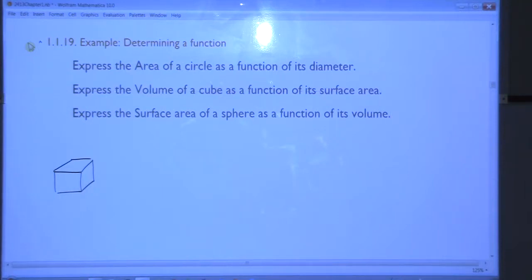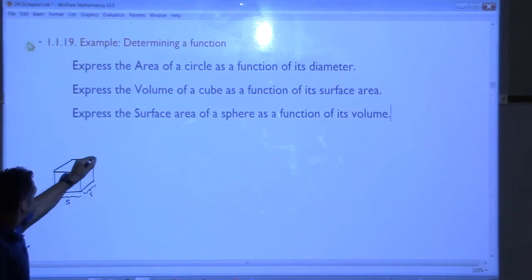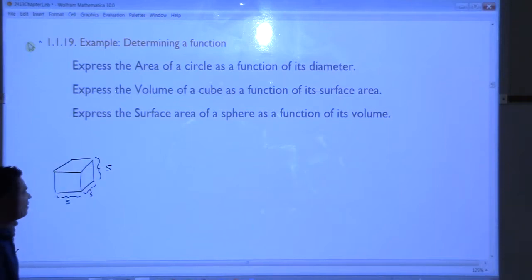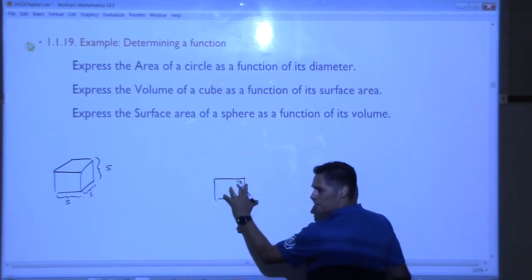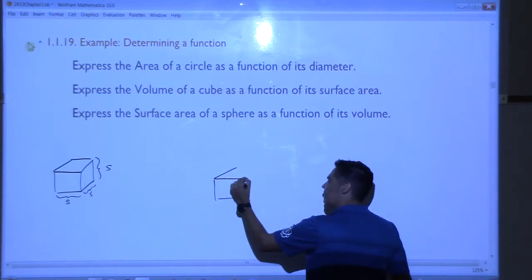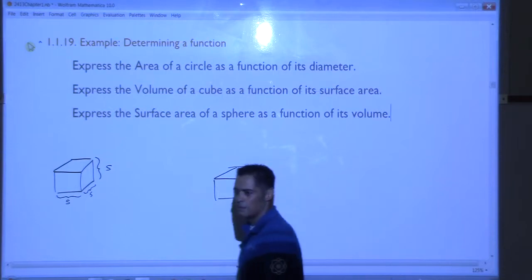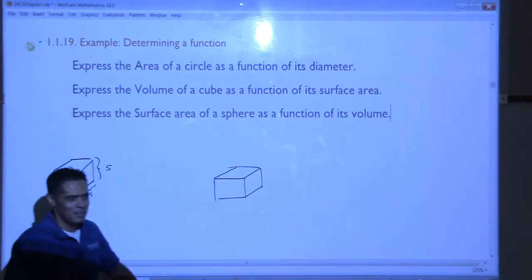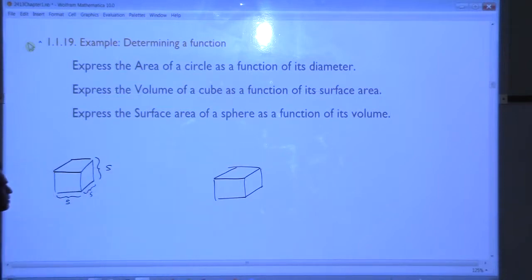S cubed. So S, you're saying, is the length of a side. So if we call this side here S, then that would be S, and that would be S. Oh, by the way, when you draw three-dimensionally like that, you draw a square, and then you just kind of go back, back, back, down, across. That might be hard, easy for different people. It takes time for some people to get that down.